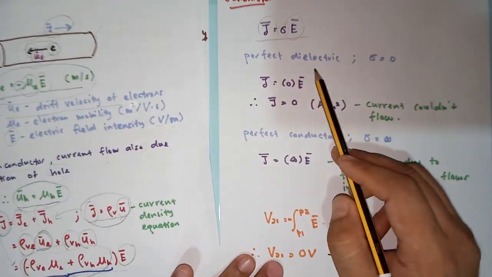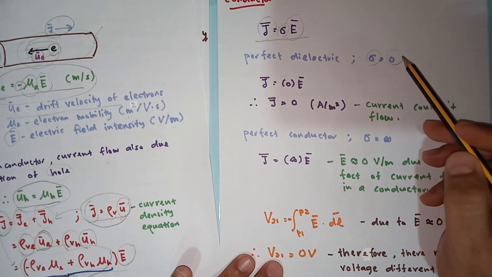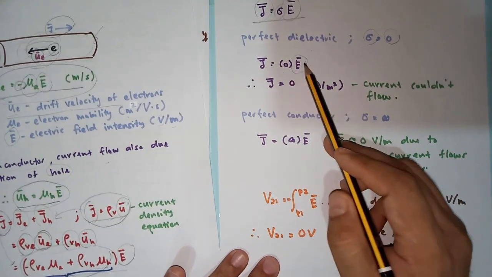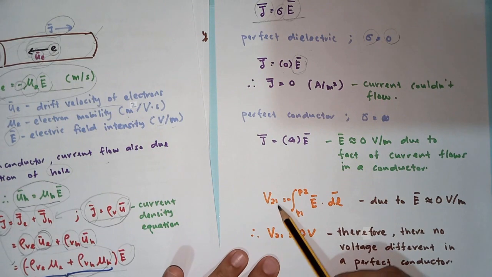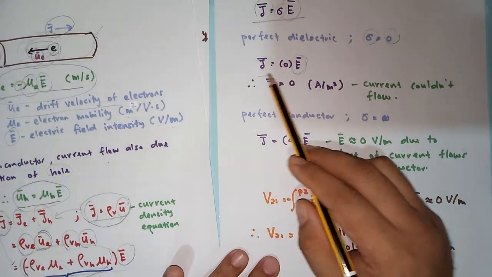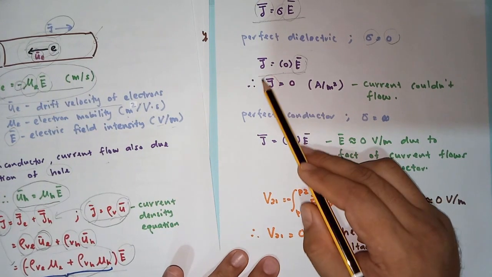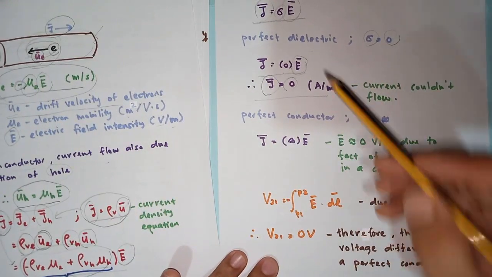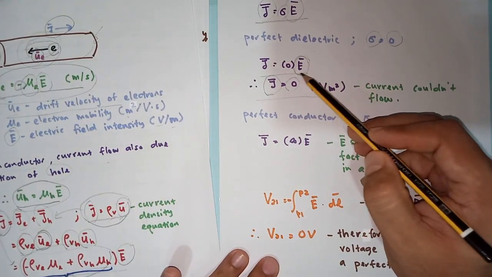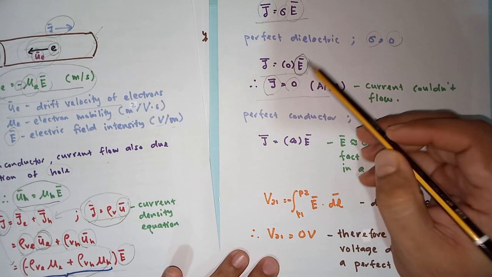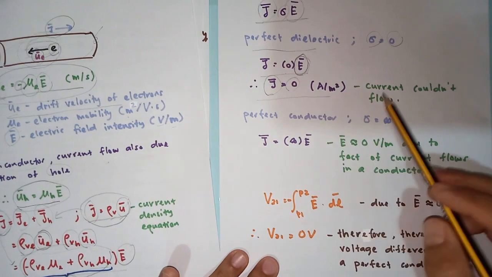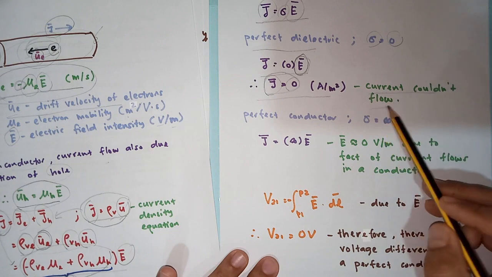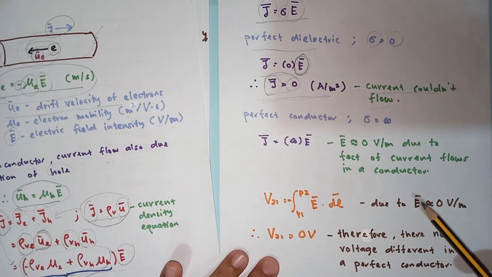If we consider a perfect dielectric, where the value of sigma is equal to 0, then we will have J equal to 0 multiplied by E, our electric field intensity. From this operation, the value of J is equal to 0. So in this particular case, no matter how big the external field that we apply to the dielectric, we will have no current flowing. The current couldn't flow based on this equation.